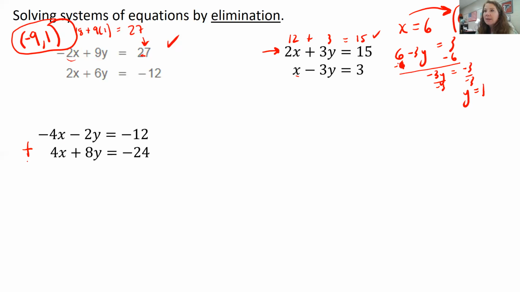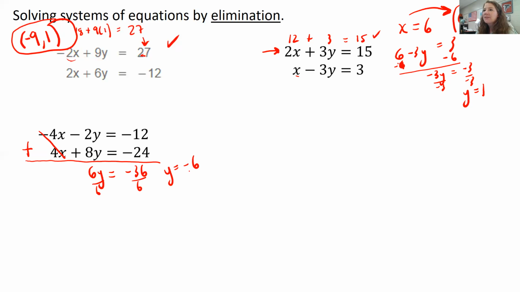You can only learn math by doing, not just watching. All right, so I notice I have negative 4x plus 4x is 0. Negative 2y combined with positive 8y is 6y. And then negative 12 plus negative 24 is negative 36. I'm going to divide both sides by 6, and I get y is equal to negative 6.